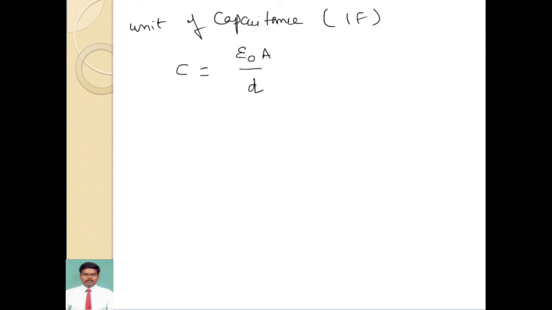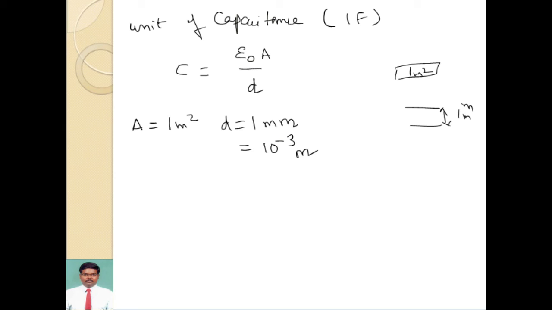Now I'm going to substitute. I'm imagining that I'm taking a parallel plate. The plate area is equal to 1 meter square, and the separation between the two plates is equal to 1 millimeter. So D I am writing as 1 millimeter, and if you try to convert millimeter into meter, it will be 10 power minus 3 meter.